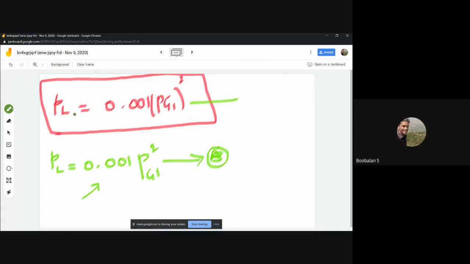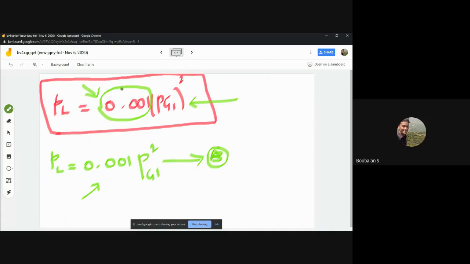Yes, sir. P suffix L is equal to 0.001 PG1 square. This indicates the transmission losses of our whole system. So that's my question, sir. For this system, they have given the PG1 value and the power loss value. So what is the advantage, or why are we finding this equation? Actually, the transmission loss we couldn't track, right?